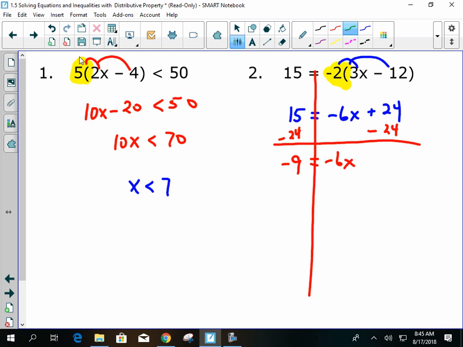The number next to your letter goes on the bottom of your fraction. So I divide both sides by negative 6. That becomes 1. This 9 over 6 becomes 3 over 2. Negative over negative is a positive. It's a positive 3 over 2.